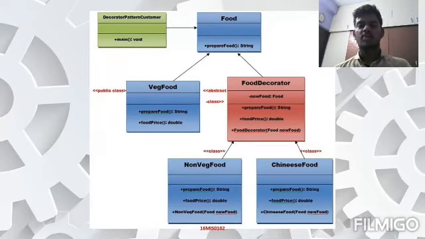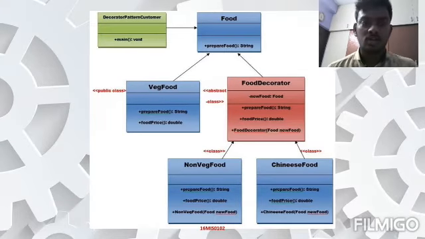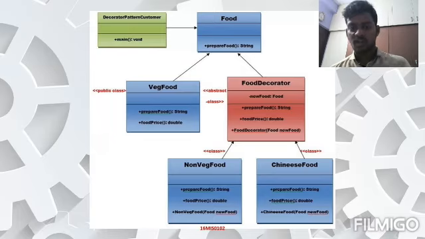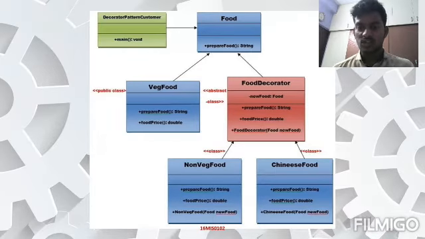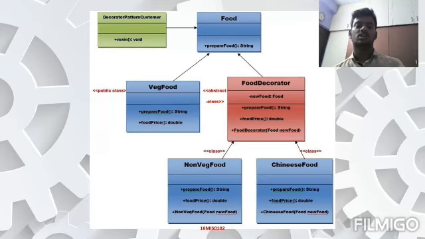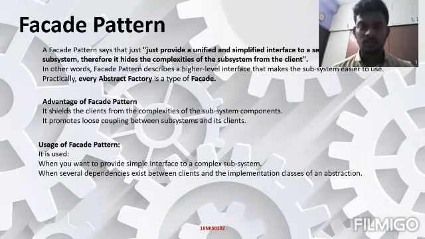Decorator pattern example: food, veg food decorator, abstract class. Abstract class in the sense each one has its own class, and some items are not provided.